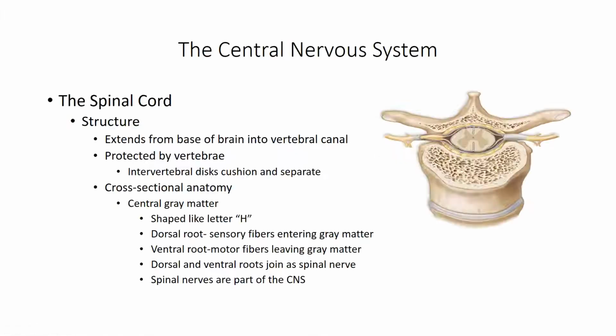Here we go. Now, your spinal cord extends from the base of the brain into your vertebral canal, and it is protected by your bony vertebrae. And here, if you look at this picture, you see the gray matter. It looks like kind of an upside down butterfly, and basically sensory fibers will enter into this gray matter, and then motor fibers will actually leave the gray matter. And these roots join together as spinal nerves.